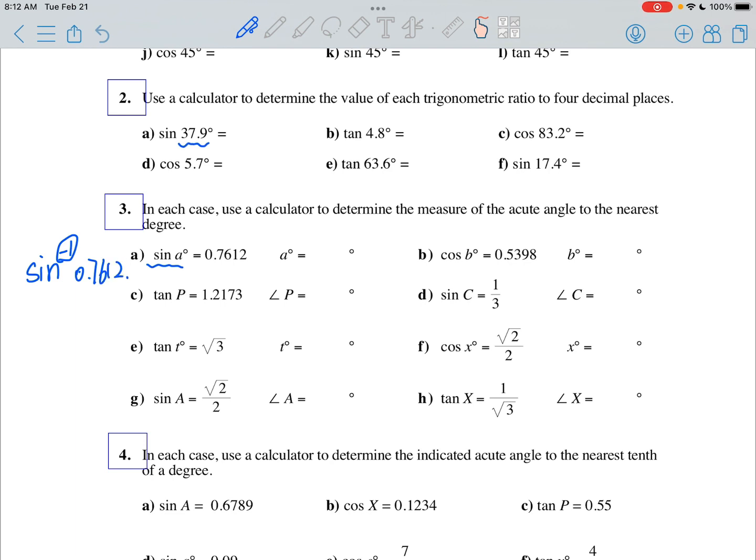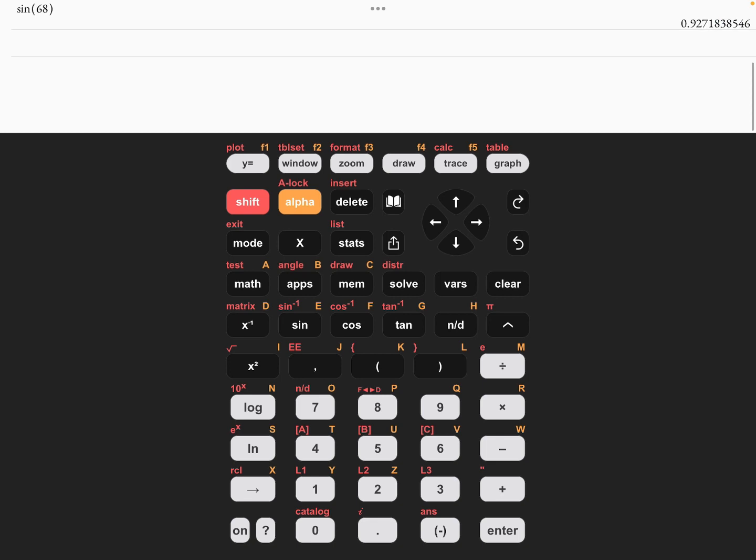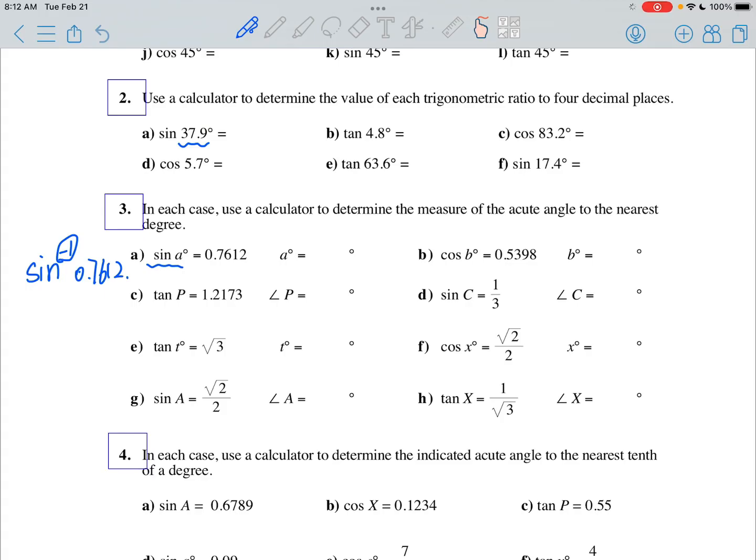Okay, let's use the calculator to do this one. The first thing is you need to press shift, and then you can find there's a -1 on the top, and then you put the number 0.7612 and press enter, and it's 49.57. And then we need the nearest degree, so it's 50 degrees.